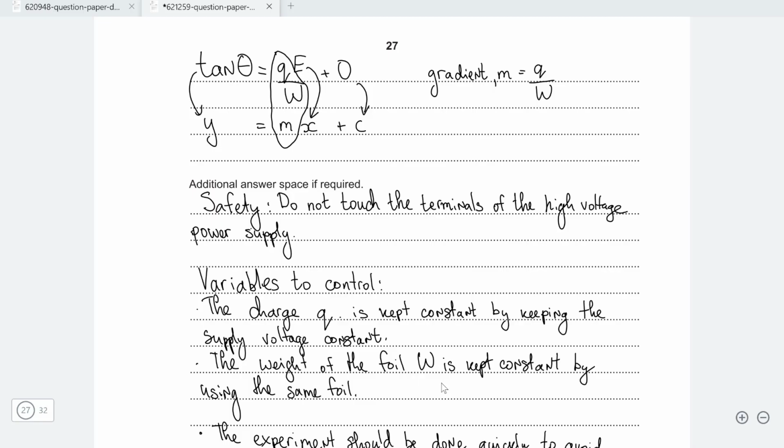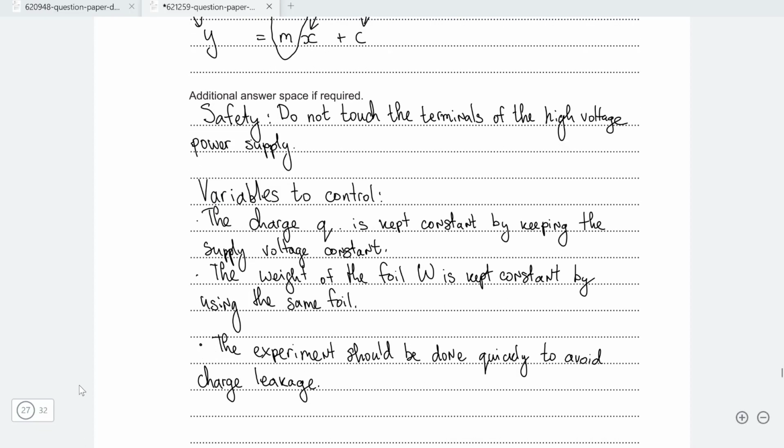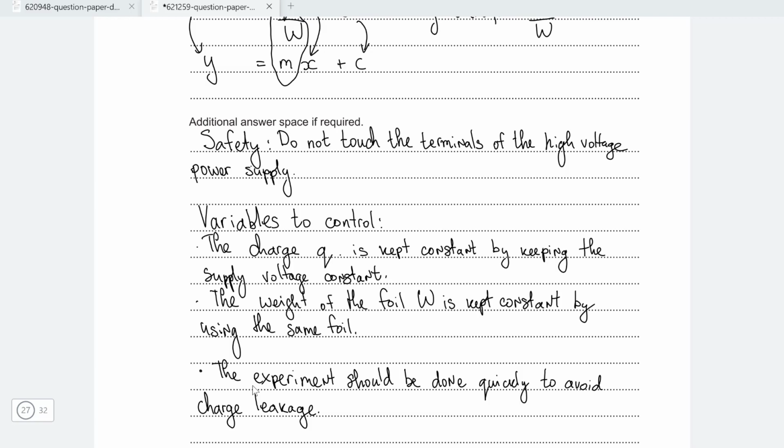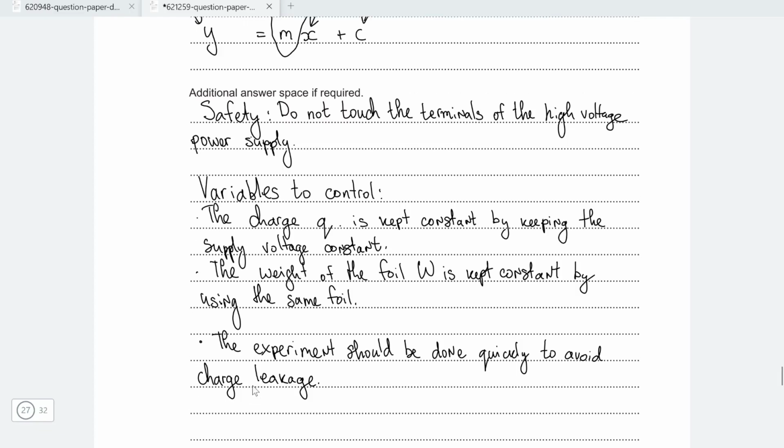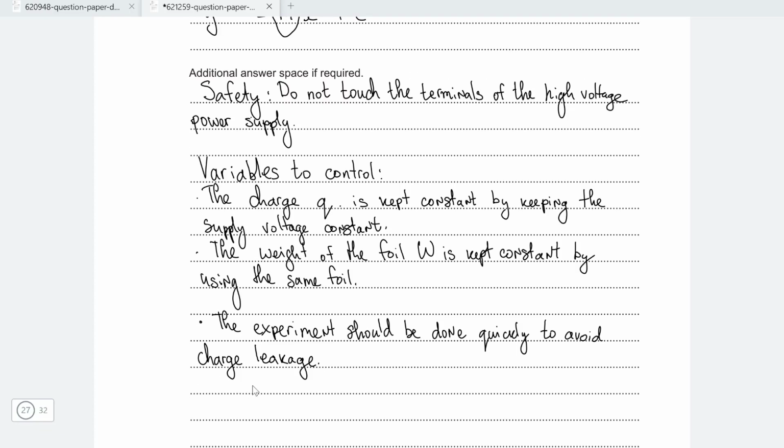One thing to add to improve our accuracy even further, I would also say that the experiment should be done very quickly in order to avoid the leaking of any charge. As soon as we charge almost anything, it will slowly, very slowly start to lose a little bit of its charge, depending on what the humidity of the air is, for instance. So we should try to do this one relatively quickly.